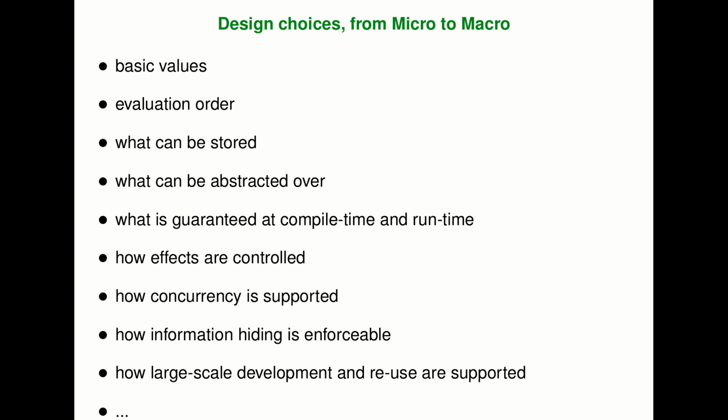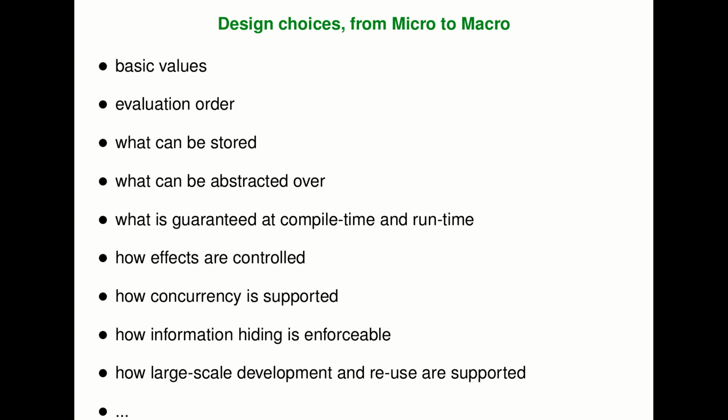And I talked a little bit about how in C the basic values are much less sophisticated than in a language like Java. And the second question is, what can be stored where? So what kinds of values can you store in variables? What kinds of things go on the stack? What things live in the heap? Does the programmer have control over all this? All these things affect the whole compilation story of the programming language.